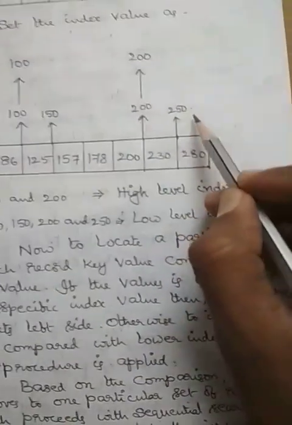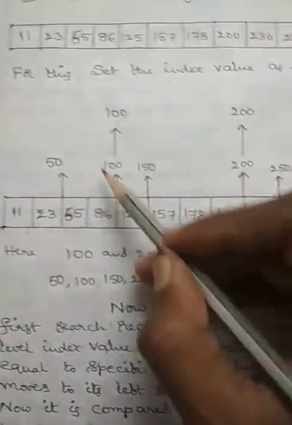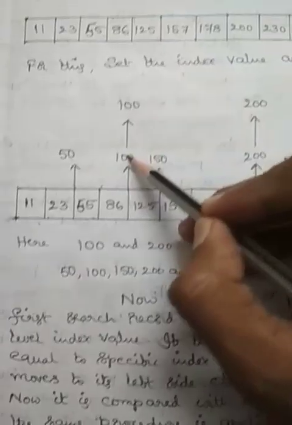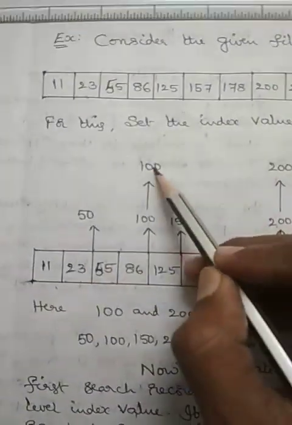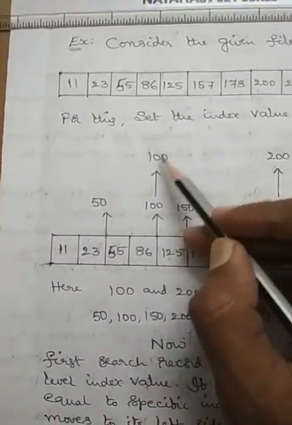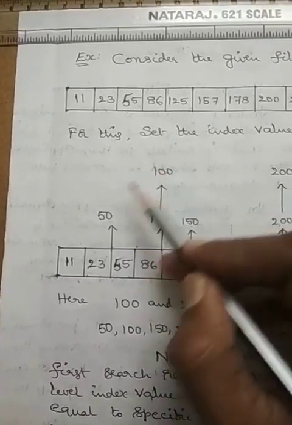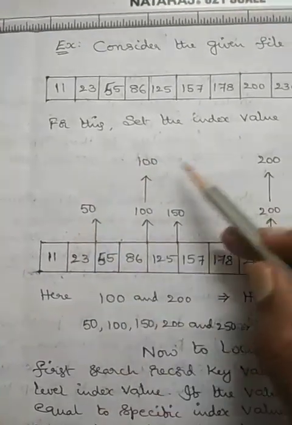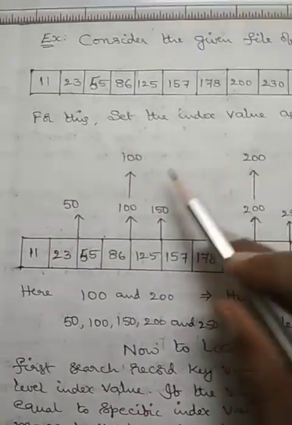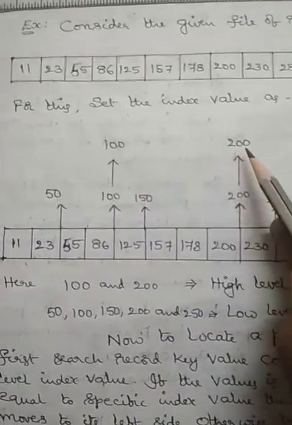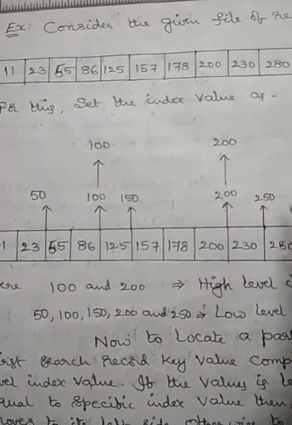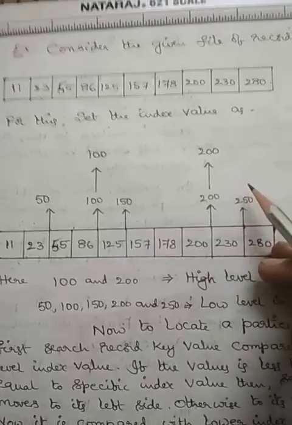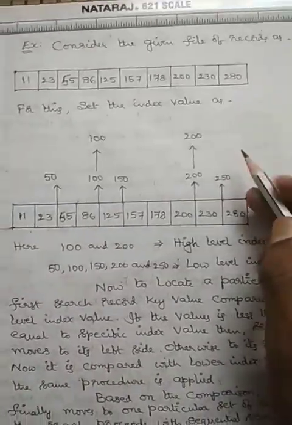Similarly, 200 and 250. And one more higher level index is placed at 100 and 200. So 100 means that all the values to the left of 100 are less than or equal to 100. All the values between 100 and 200 are between 100 and 200, and values above 200 are placed on the right side of 200. This looks something like a skip list.